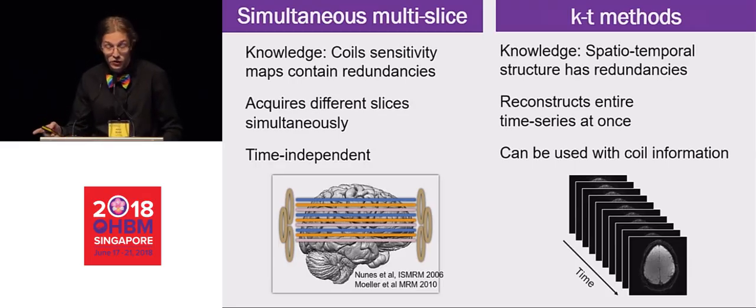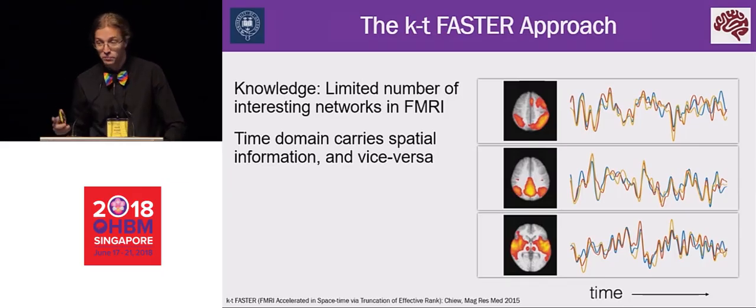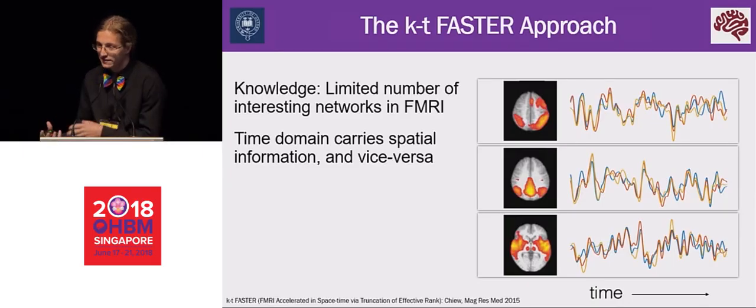OK, this is KT methods. I'm now going to introduce a certain type of KT method. This is KT FASTER. It was produced by Chiew et al. And the spatial temporal structure we're abusing here is there's only a limited number of interesting networks in fMRI, far fewer than the amount of pixels, for instance. As such, you can represent this data with only a limited number of spatial patterns and temporal patterns. This means it's inherently low rank. And these domains, they align as well. The time information feeds into the space information.